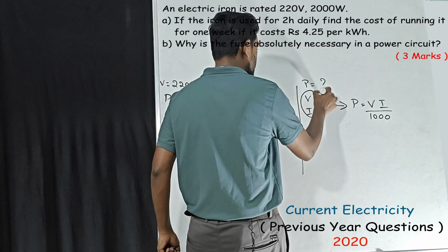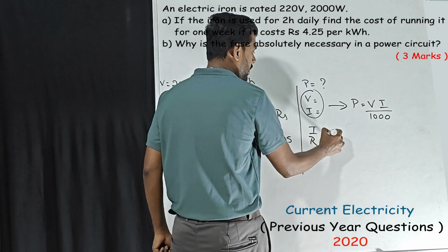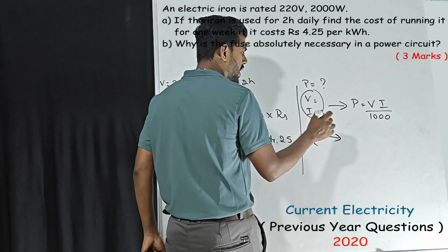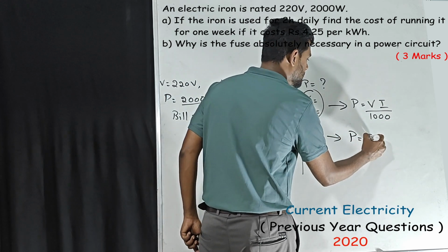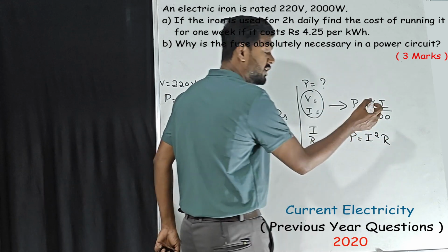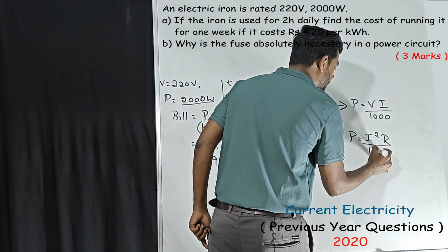Sometimes if V and I are not given, what are the other possibilities? I and R will be given. How, using these two, to find the power? Power is equal to I square into R, you will get the power value. Then divide it by 1000.